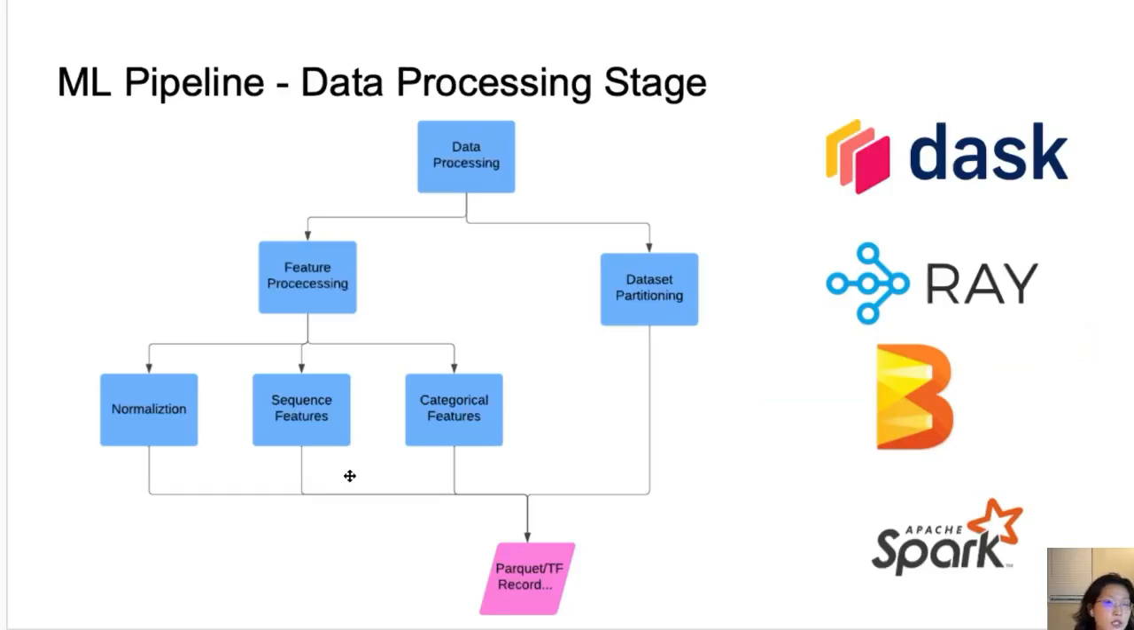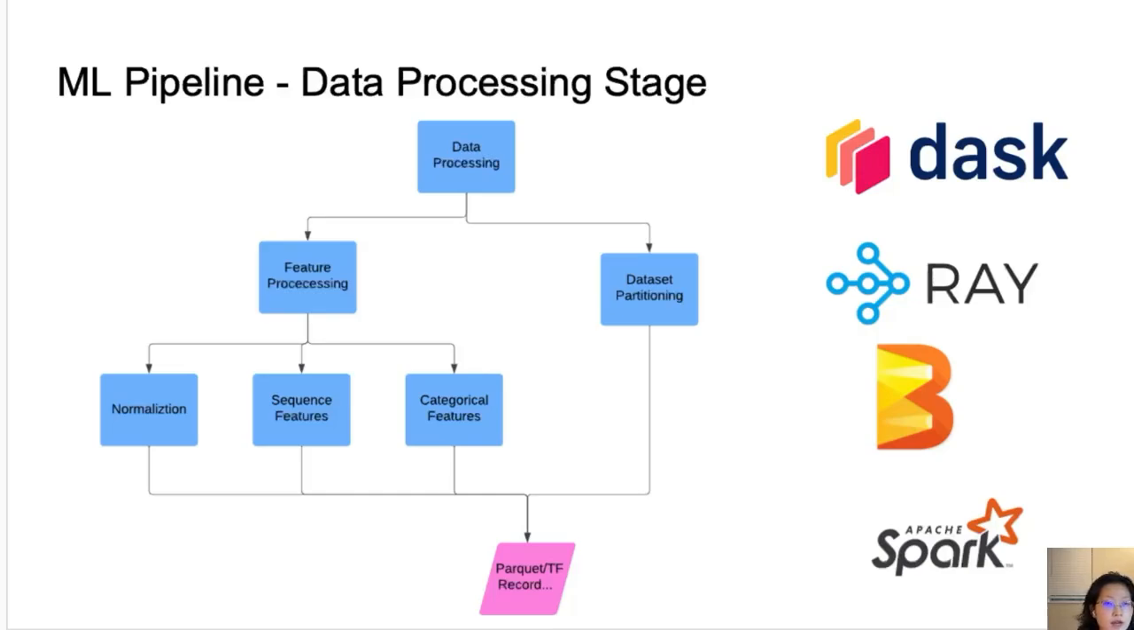And next, you have the data processing stage. So after you have the raw data, you need to cook the data. What do I mean by cook the data? You usually do two things. You do dataset partition, and you also do the feature processing. Partition refers to when your dataset is too big to fit into the memory. You want to chunk your data into multiple partitions so that it can sit in different instances.